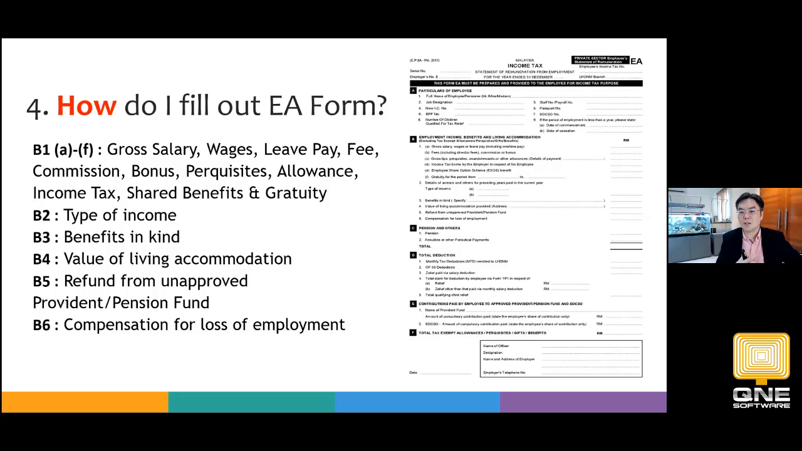So hopefully today's sharing on EA forms helps us to comply with the laws, to plan ahead, and to work with the employers together with the employees. So hopefully today's sharing is helpful.